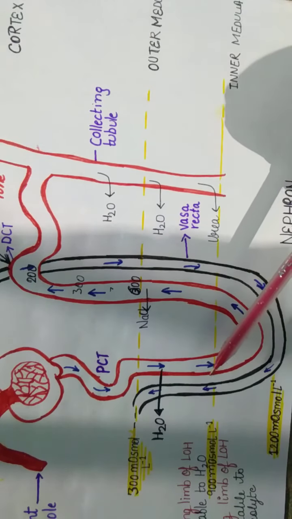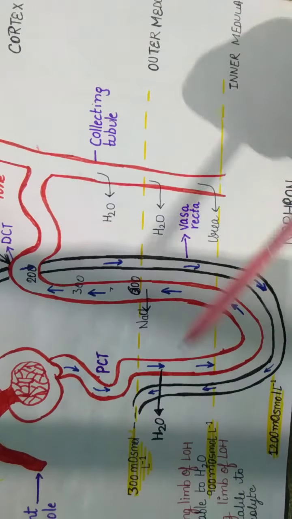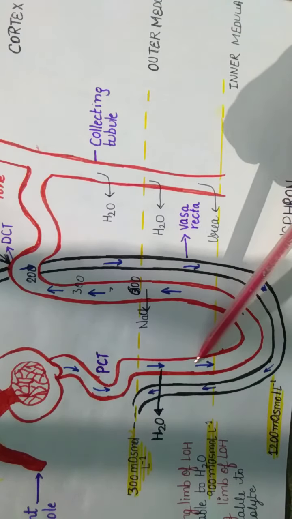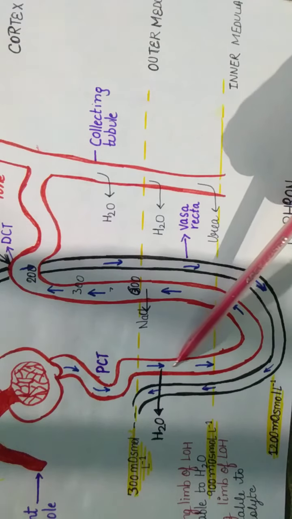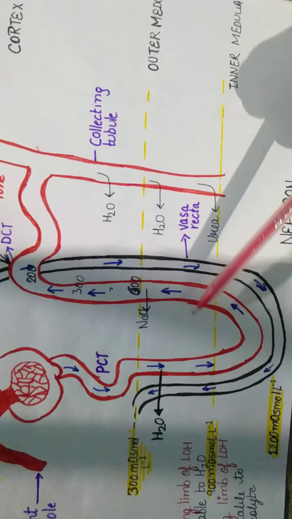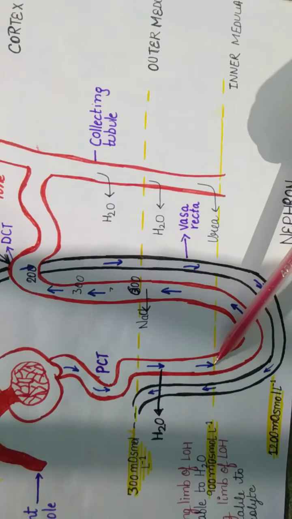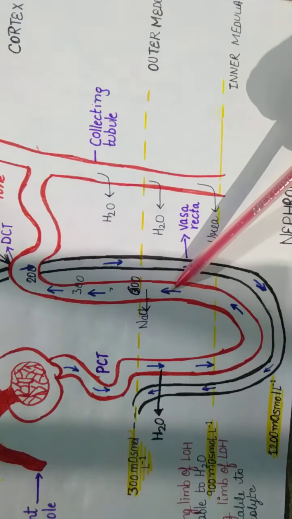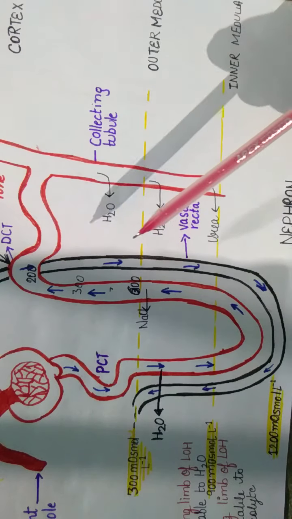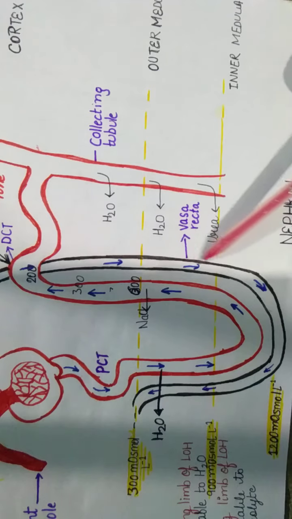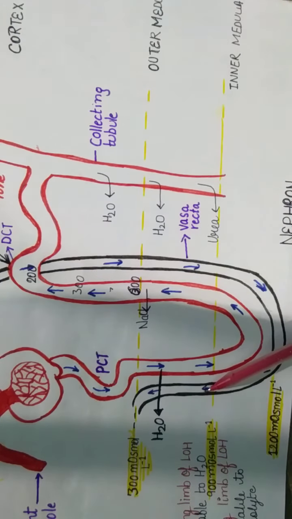Now let's understand the concept of opposite flow. So opposite flow is taking place between the descending limb of the Henle loop and the ascending limb. Here the filtrate is coming in a downward direction and here the filtrate is coming in an upward direction. So opposite flow takes place between the descending limb of the loop of Henle and the ascending limb of the loop of Henle. Okay. Then where else is it taking place? It is taking place between the descending limb of the vasa recta and the ascending limb of the vasa recta.